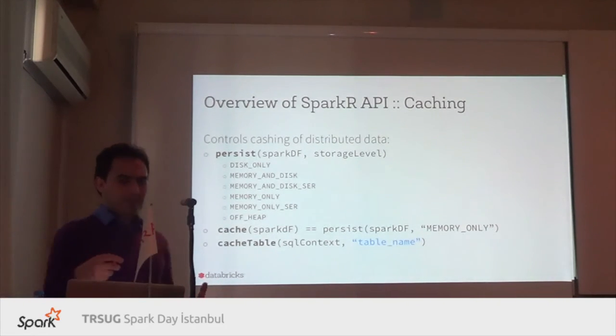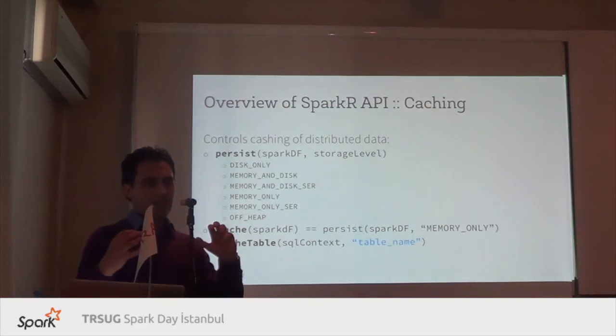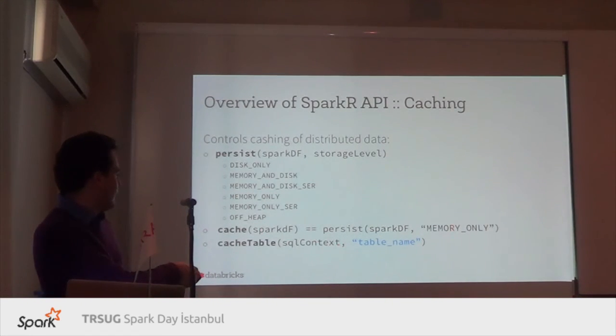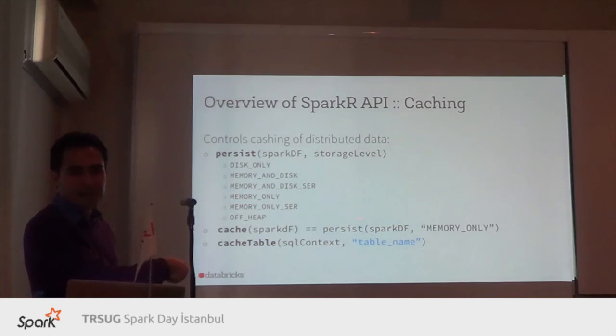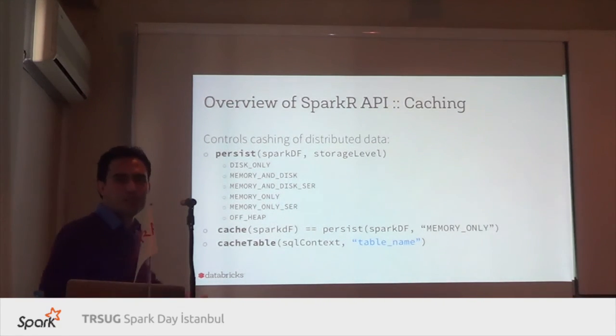As I said, Spark's data frames are basically tables. So you can also use cache table to cache a table, and then you pass the table name. This is the caching API. Any questions about that?